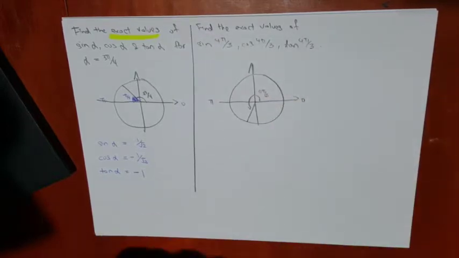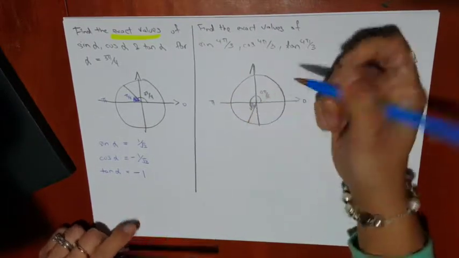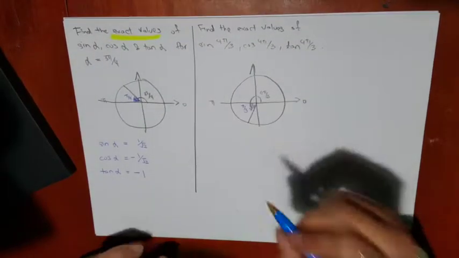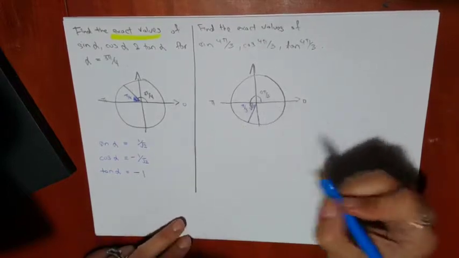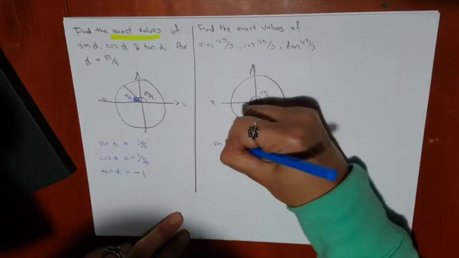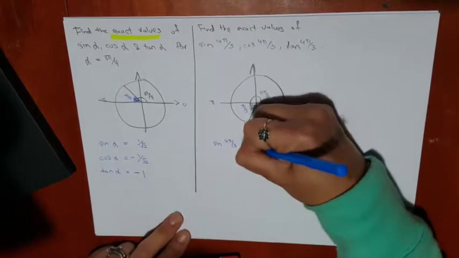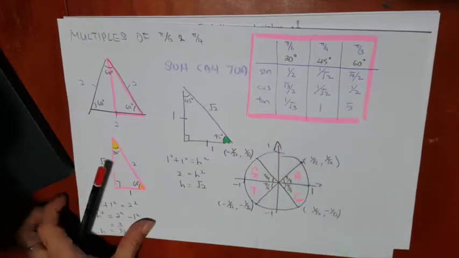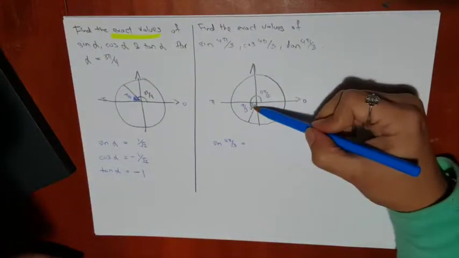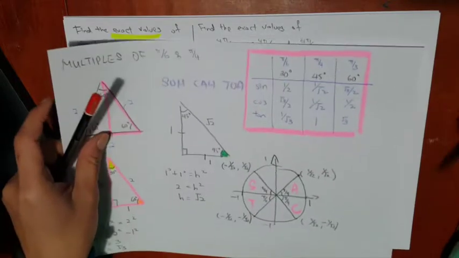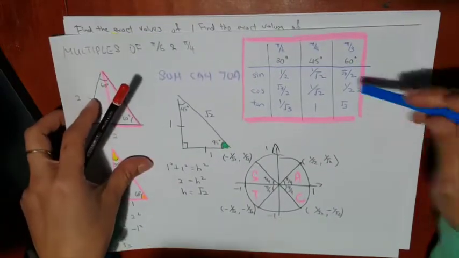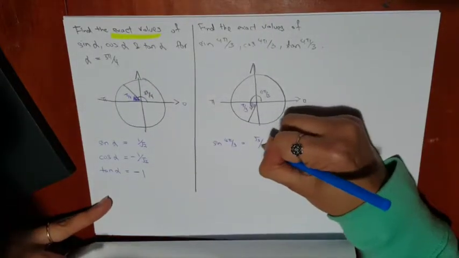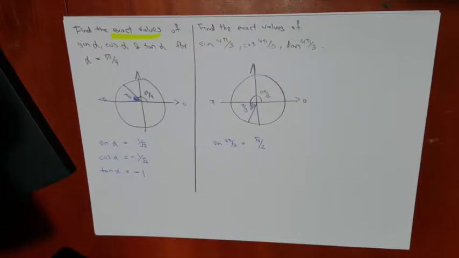And we know that the little angle, the acute angle here, is pi over 3. The first thing we need to solve is sine 4 pi over 3. We can't get 4 pi over 3 from the table, so we need to relate it back to the acute angle, which is pi over 3. Pi over 3 is this one. Sine pi over 3 is square root 3 over 2. Is this the answer? Nope.